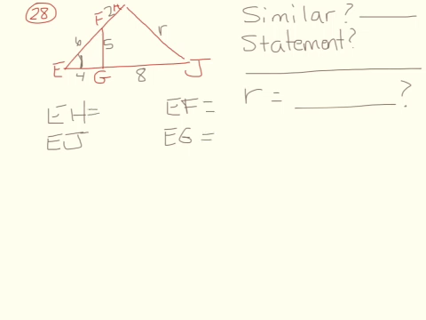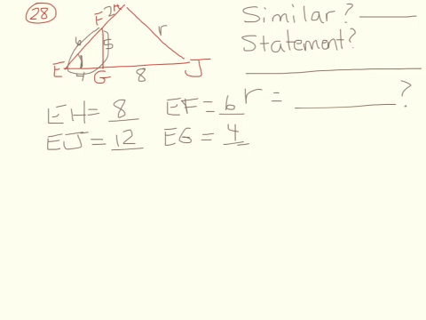So EH is 6 plus 2, which is 8, and EJ is 4 plus 8, which is 12. EF is 6, and EG is 4, and I got all of that straight from the diagram. Now, in order for these triangles to be similar to each other, 2 of their corresponding sides would have to be proportional. Now, I don't really know what the corresponding sides are because this smaller triangle can be turned inside of that larger triangle. So I'm just going to have to try some things.